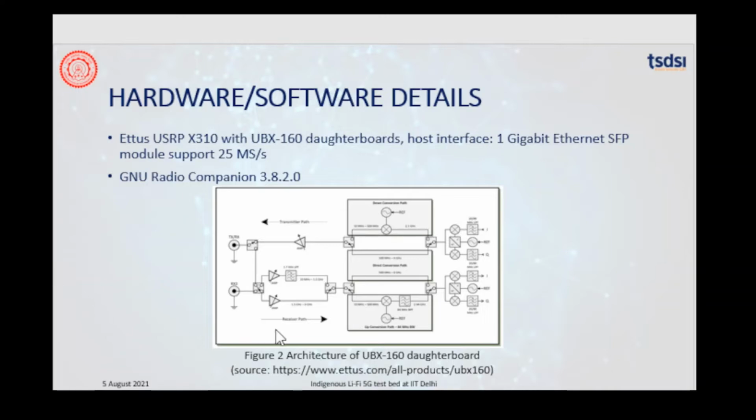We have used the open source toolchain GNU Radio Companion 3.8.2.0 as software for baseband processing. In the figure, I have shown the architecture of the UBX 160 daughter board. I want to emphasize that all the processing will be done in the baseband, and this daughter board will take IQ data in the baseband and then modulate into the passband with the help of this mixer.